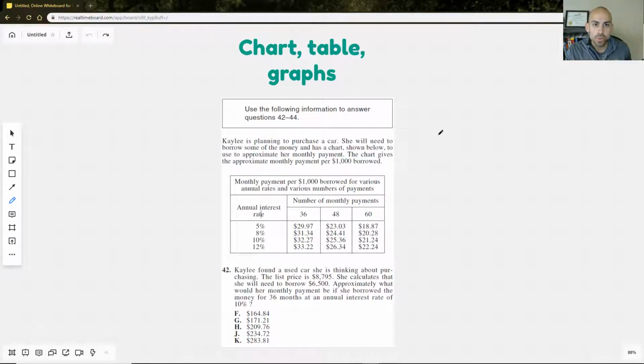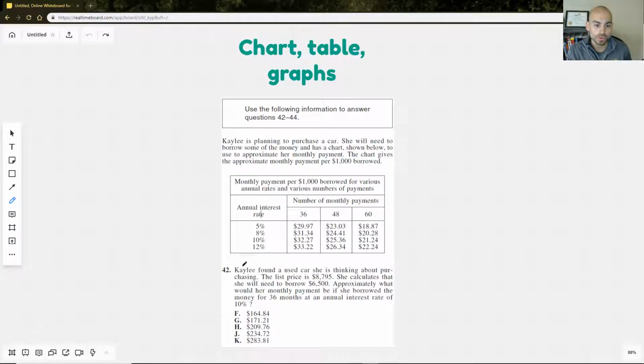Hello. In this video, we're going to go over how to solve an ACT math problem that involves a chart, table, and/or graph. In this situation, we have a table. We're going to approach this with an idea similar to reading comprehension, which is trying to take in only the essential information.